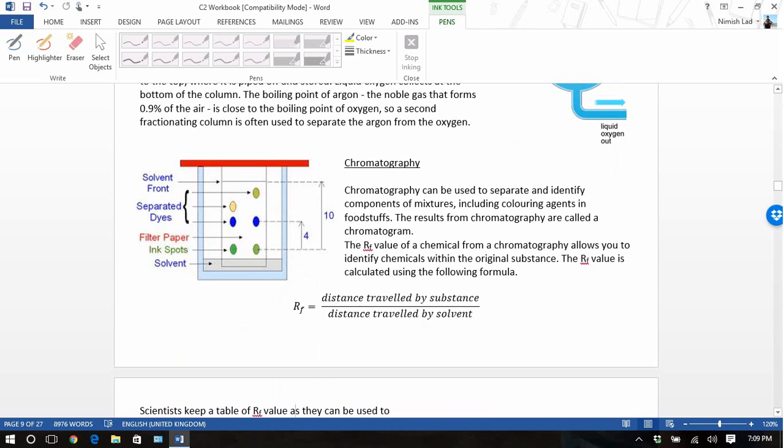Chromatography. Chromatography can be used to separate and identify components of mixtures. So say you've got a coloured pen and you want to know what colours are within it, you could use chromatography to do it. Also it can be used for colouring agents in foodstuffs.